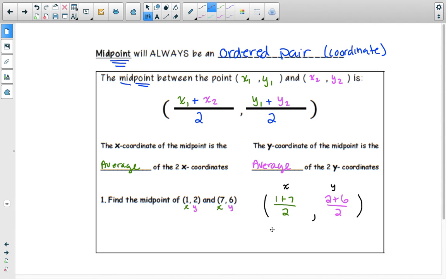Our midpoint will be 1 plus 7 is 8, divided by 2 is 4, comma, 2 plus 6 is 8, divided by 2 is 4. This is our midpoint. This coordinate is the exact middle of these other two coordinates. This is our midpoint.